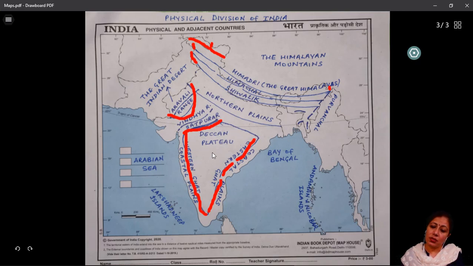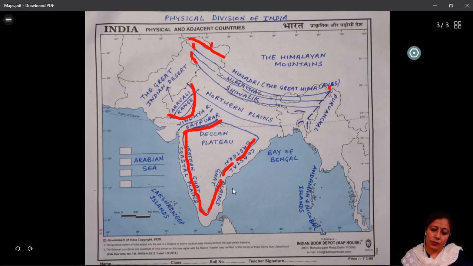So this is the Deccan Plateau, which is also called the peninsular plateau. Peninsular because it is surrounded by water from three sides, this southern part of India. That's why it is also called the peninsular plateau. So the Deccan Plateau we have discussed, the Great Indian Desert you have marked, and the Himalayan Mountains and northern plains also we have marked.